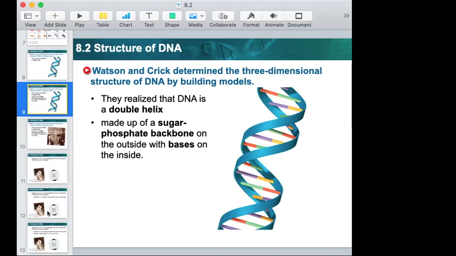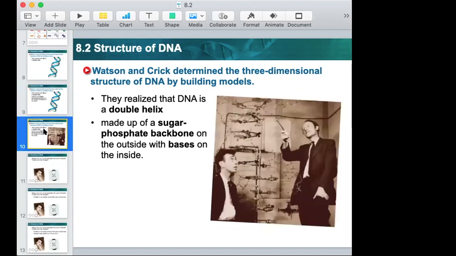And that's the part that varies from person to person, from species to species: the kinds of bases you see along here in their pattern, whether it's adenine, guanine, cytosine, or thymine. That's what changes, and that makes you different from other people. So that's Watson and Crick, and that's their model of DNA. They used wood and metal to create this model.